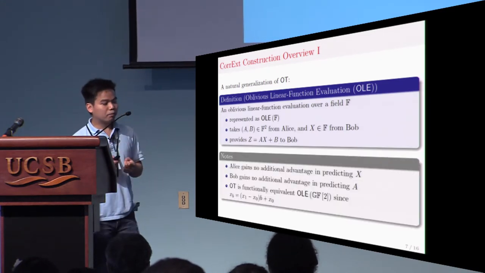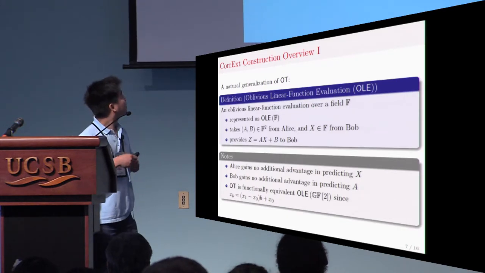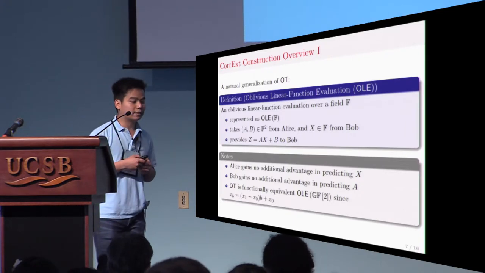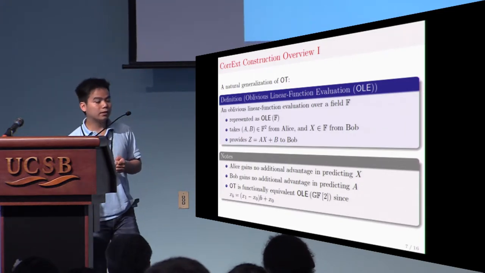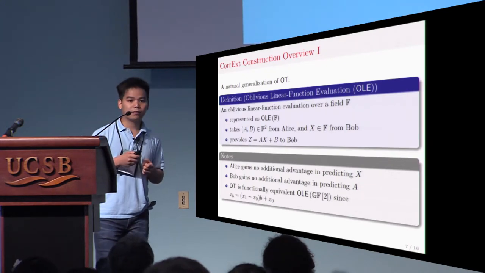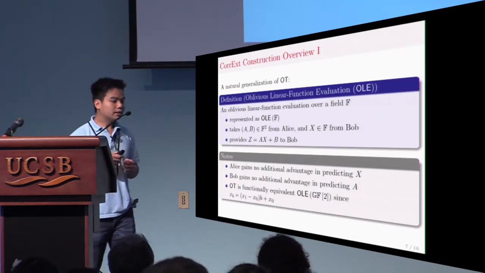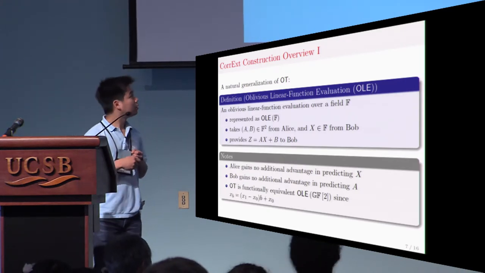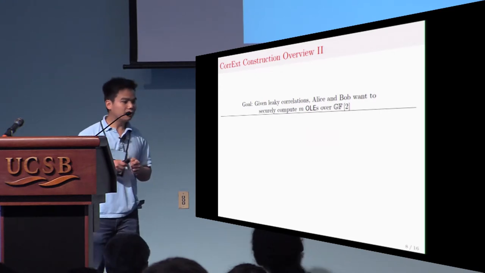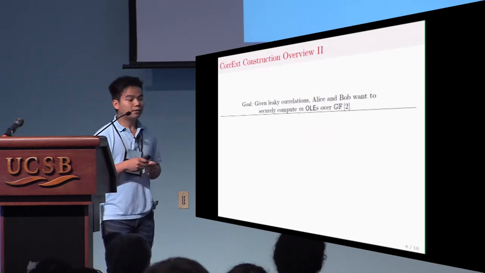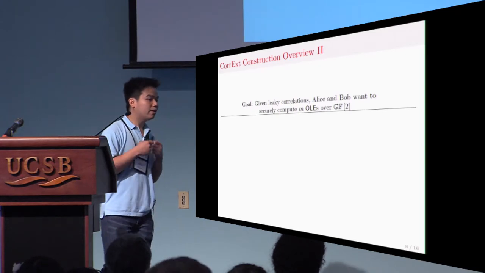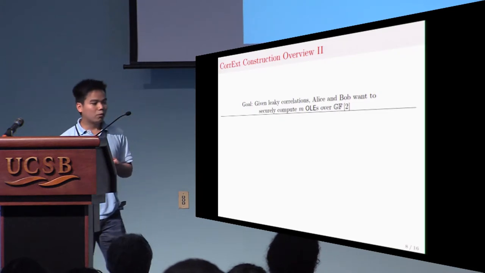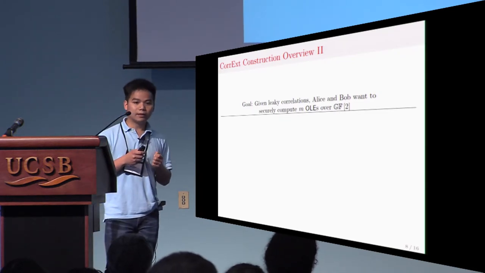Note that the privacy requirement for the OLE is that Alice gains no additional advantage in predicting X, and Bob gains no additional advantage in predicting A and B. Also note that OT is functionally equivalent to OLE over Z F2. With that in mind, let me go over the construction of our correlation extractor. Remember that our goal is that given leaky correlations, Alice and Bob want to securely compute M OLEs over Z F2.